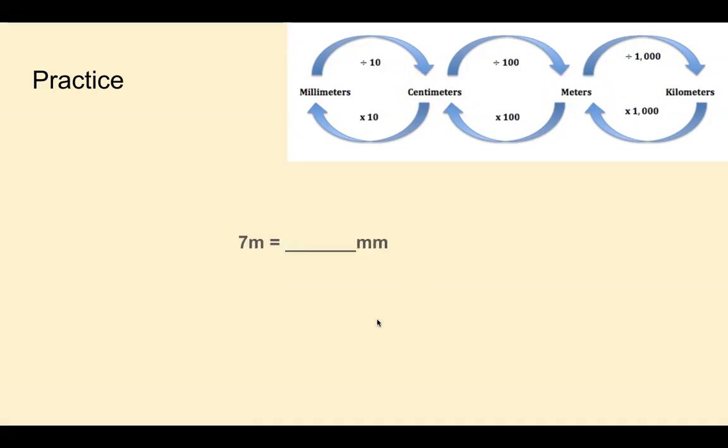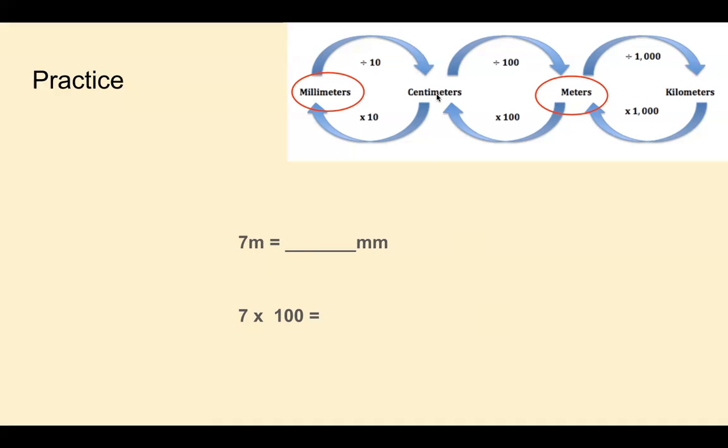Now, what if I'm going from meters to millimeters? I'm starting with 7 meters and I want to find out how many millimeters there are. If I start at meters, I have to jump 1 time to get to centimeters and another time to get to millimeters. So I'm making 2 jumps. So I have to multiply 2 times. The first one I'm going to do is multiply 7 times 100 because I have to multiply by 100 to get how many centimeters there are. So 7 times 100 is 700 centimeters.